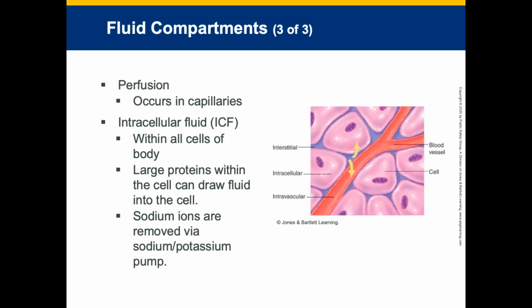So intracellular fluid, or ICF, are within the cells of the body, and they have large proteins within the cell that can draw fluid into the cell. And then we talk about sodium ion, which is drawn into the cells, and is removed via the sodium-potassium pump to prevent cellular lysis or a rupture of the cell. We have to have that movement going in and out of the cells and the vessels in order to maintain homeostasis and also make sure we keep our regular rhythm, right?